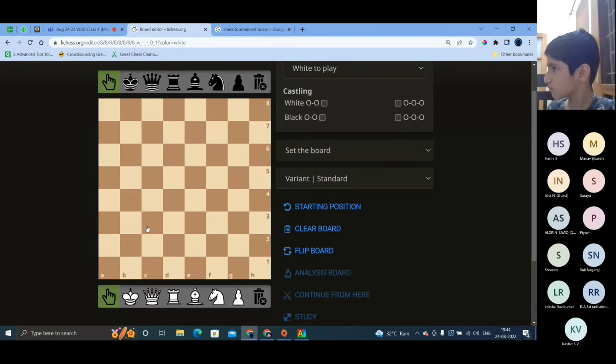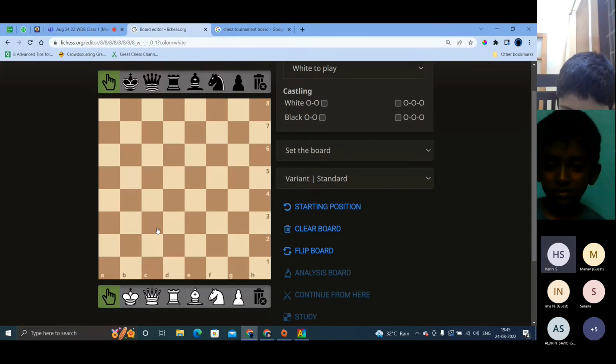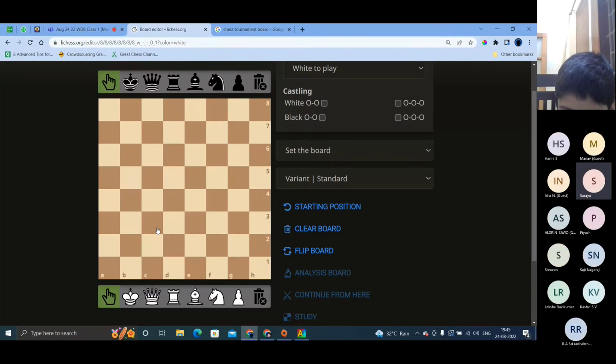Light square, ma'am. Okay. And then Sai, tell about D8. D for doll, D8. Dark square. Okay, D8 is a dark square. Very good. Sarayu, H1. Light square, ma'am. And then Suji Nagaraj, you tell me. A8, A for apple, A8. Light square or a dark square? Light square. Okay, very good.